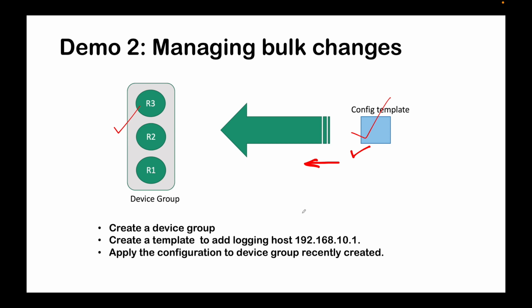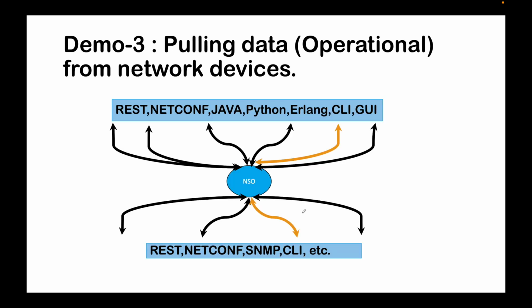With this I'll move to my third demo, which is to check the operational data, or pull the operational data, for the device. So I've talked about this particular spider diagram. In this, what we are seeing is there are different interfaces with which applications or engineers etc. are talking with NSO, like this. All these are interfaces, and these are the interfaces with which NSO is talking with the routers. So the ones which I am following are this particular interface and this particular interface.